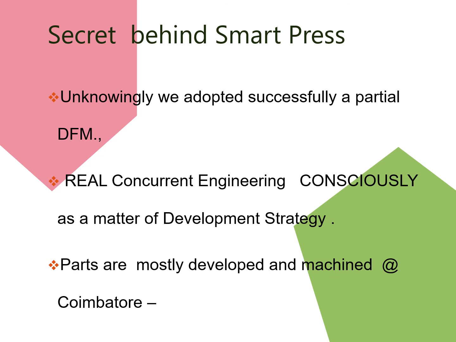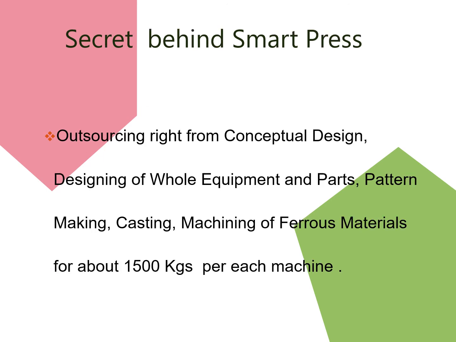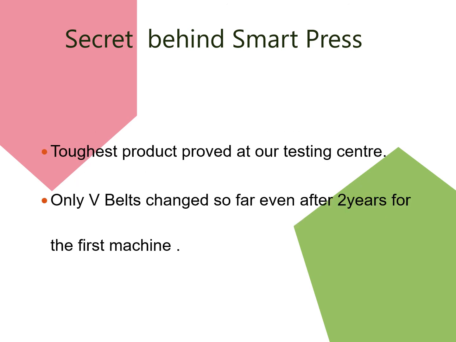Unknowingly, we adopted successfully a partiality of real concurrent engineering, consciously, as a matter of development strategy. Parts are mostly developed and machined at Coimbatore. Outsourcing right from conceptual design, designing of whole equipment and parts, pattern making, casting, machining of various materials for about 1500 kgs for each machine. The first product was proved at our testing center. Only wear parts changed so far, even after 2 years for the first machine after our selling.